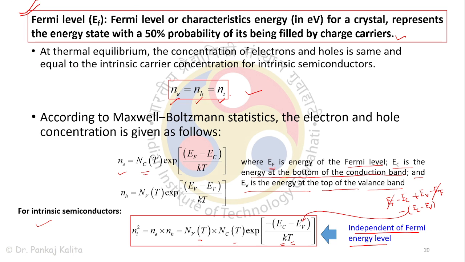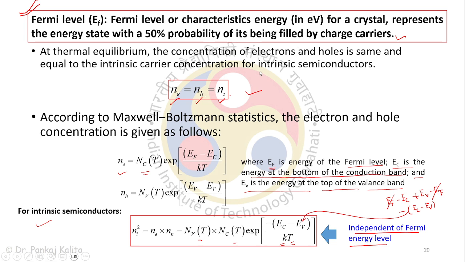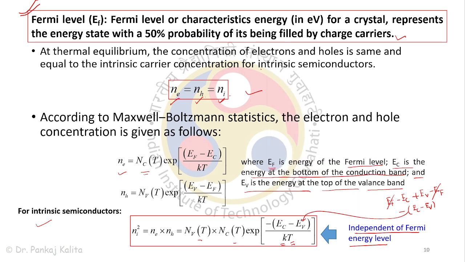If we are talking about the intrinsic semiconductor, we are talking about a pure semiconductor without any doping. At thermal equilibrium the charge concentrations are equal, so the electron and hole concentrations are equal. And according to Maxwell-Boltzmann statistics, we have this concentration formula.